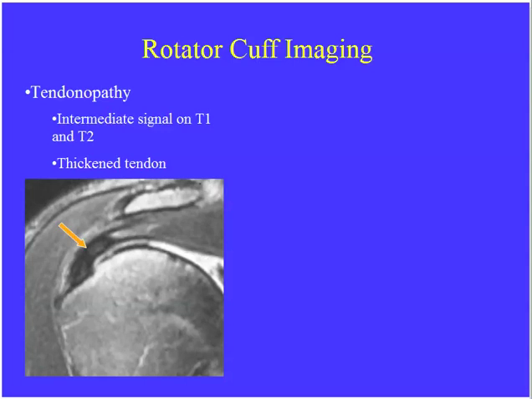This represents tendinopathy. Now, we know this is a T2 weighted image because we see high signal bright fluid within the joint space. We see saturation of the subcutaneous fat. So we know this is a T2 weighted image with fat saturation.